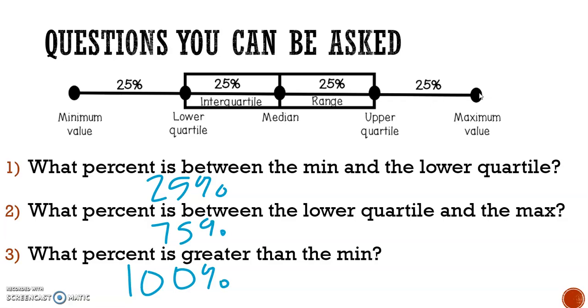When you are answering questions about percentages regarding box and whisker plots, your only answer options are 0%, 25%, 50%, 75%, and 100%, because you have to count by 25%. So if you were asked a question and there's a multiple choice, and let's say I had a 35% on there, you can automatically cross that off because you have to count by 25s.